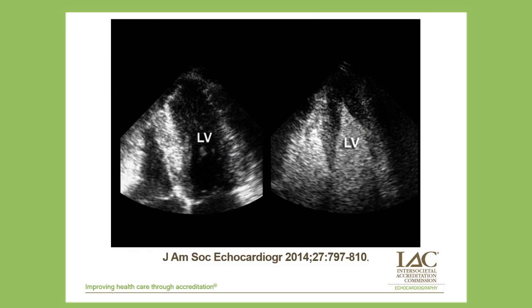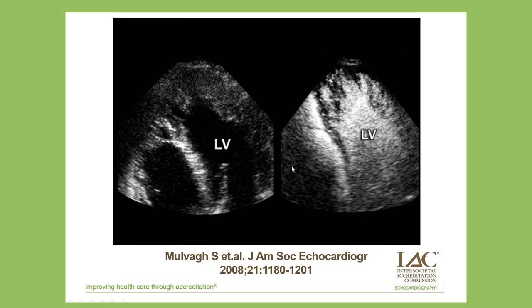Here are some specific situations where we clearly see better delineation, in this case of an apical hypertrophic variant, with the low mechanical index imaging modality when compared to unenhanced echocardiography.